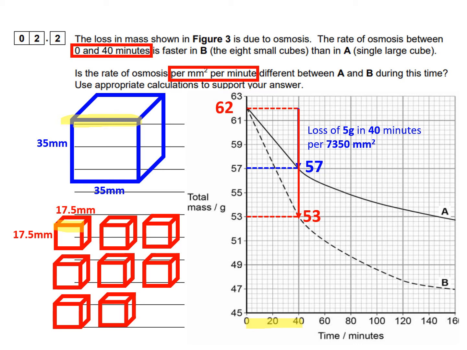So 62 minus 53 is 9. So for experiment B, there's going to be a loss of 9 grams over 40 minutes, and that is per 14,700 millimeters squared. And we get the 14,700 millimeters squared, this value here, from 17.5 times 17.5 times 6 times 8. Okay, so times 6 because there's 6 sides, and then times 8 because there's 8 smaller cubes. So we're going to take this information and then use it to calculate the difference between A and B.